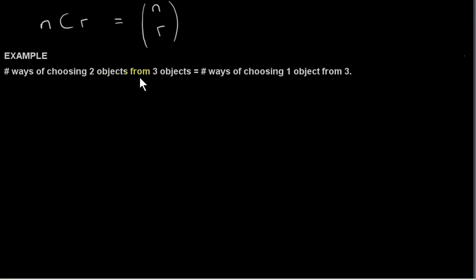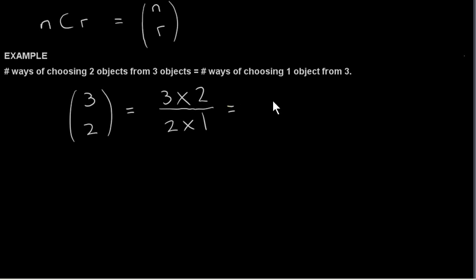Anyway, here's an observation. This hash symbol just means number of. The number of ways of choosing 2 objects from 3 objects is equal to the number of ways of choosing 1 object from 3 objects. Well, we know that the number of ways of choosing 2 objects from 3 objects is 3C2. So let's work this out. We start with 3 and we multiply so that we have 2 numbers on top, because we have 2 here, and we get 2 factorial, which is 2 by 1. Working this out, we get 3, as we've seen before.